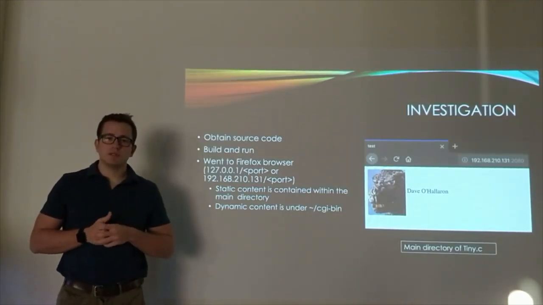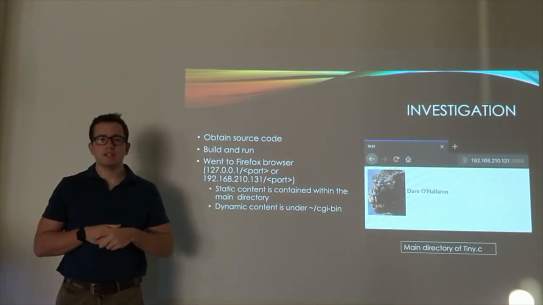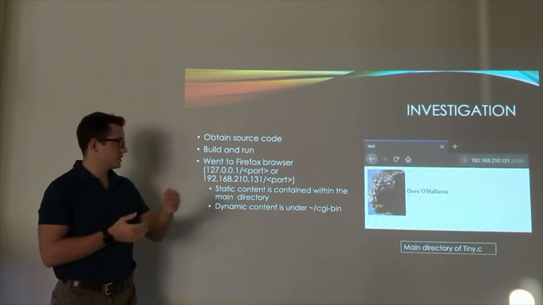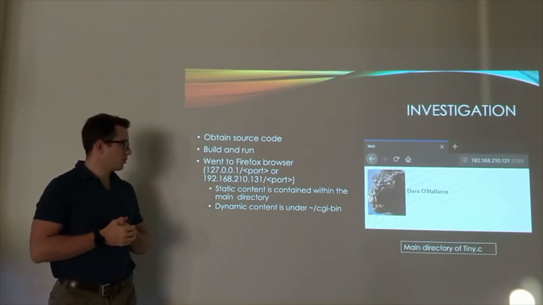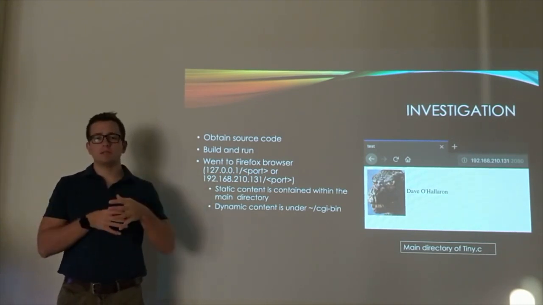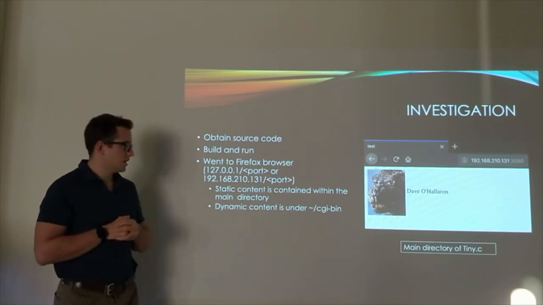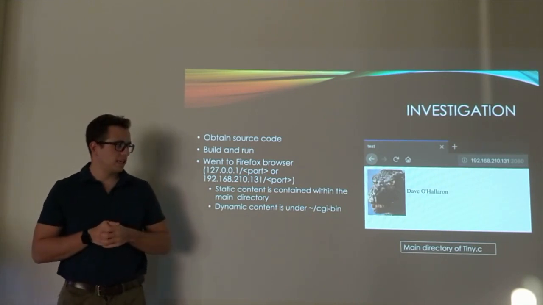The first thing I did was obtain the source code. I downloaded it off the web, built and ran it, went to my Firefox browser, and found this. When I was running it through my VM, I had to use localhost. When I was running from my host machine, connecting to my VM, I used the IP address of the VM. Static content is all contained within the main directory, and dynamic content is under CGI-bin.